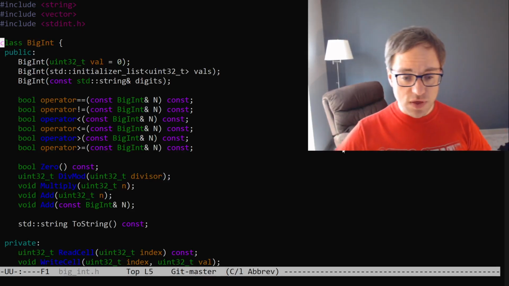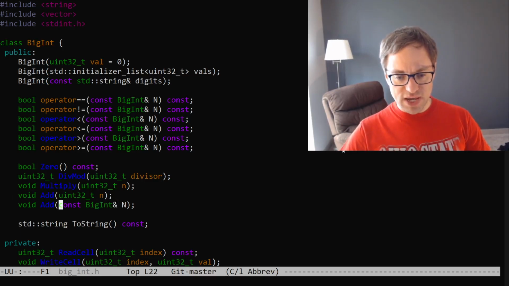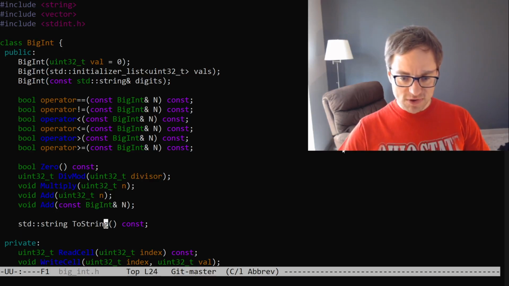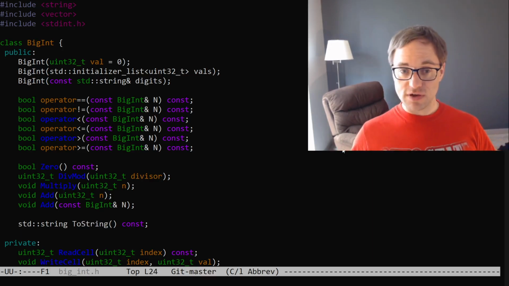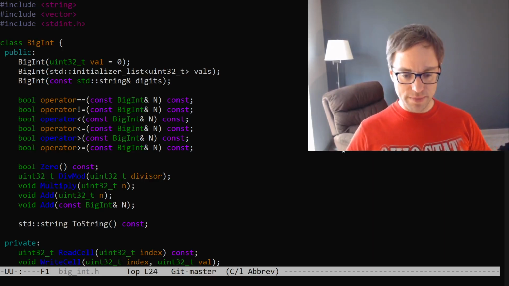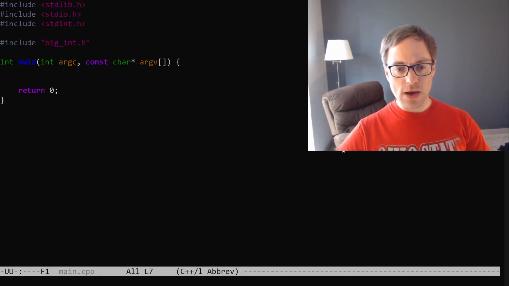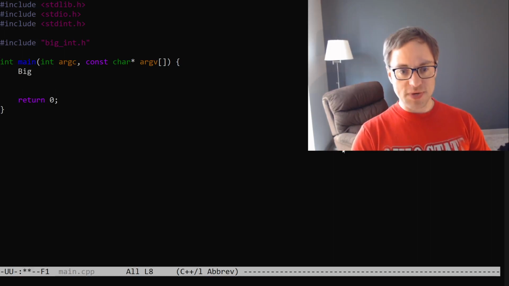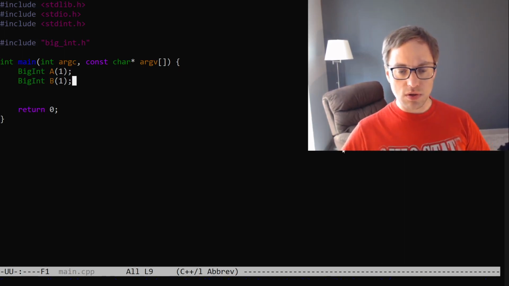And the main thing that we're going to need is this add here, which is going to let us add one big integer to another. And we'll also need this toString function, which allows us to convert a big integer to a string. Okay, so then we can say BigInt a. We're going to initialize that to 1. BigInt b, and we're going to initialize that to 1 also.